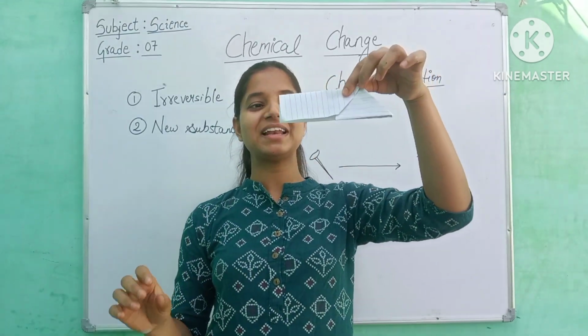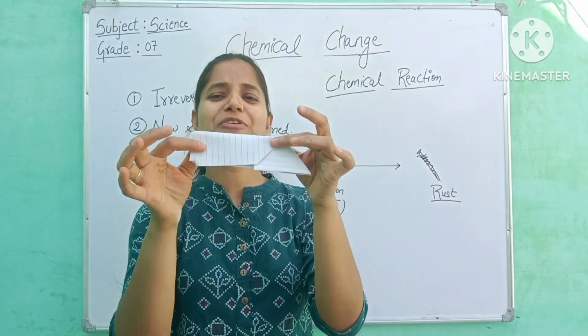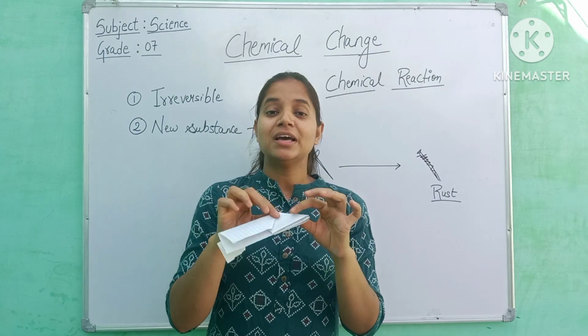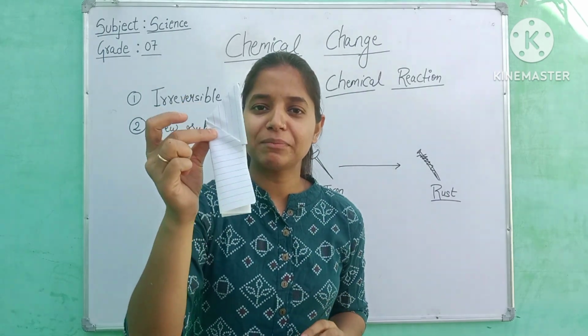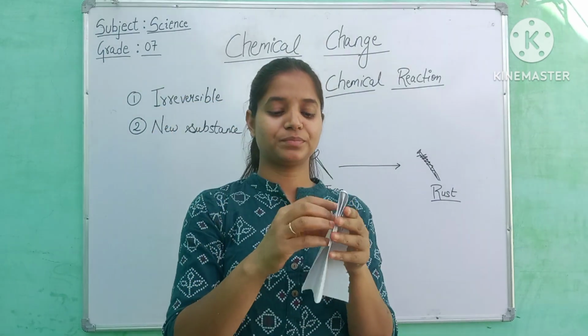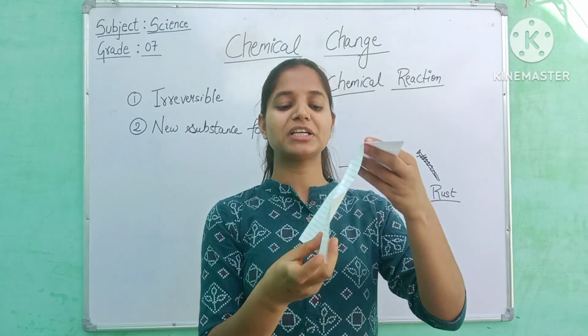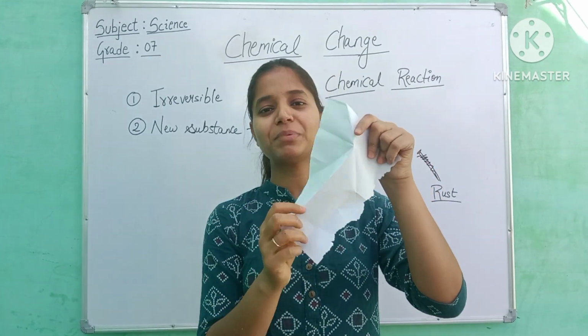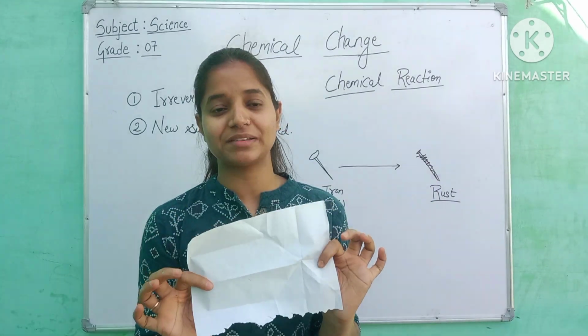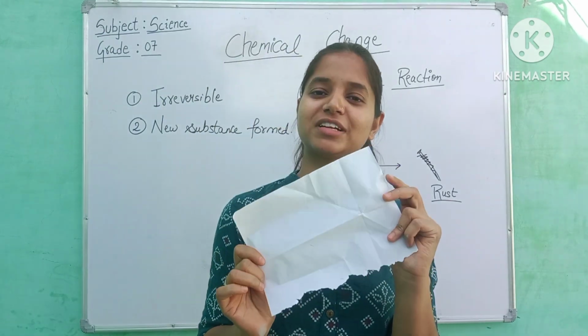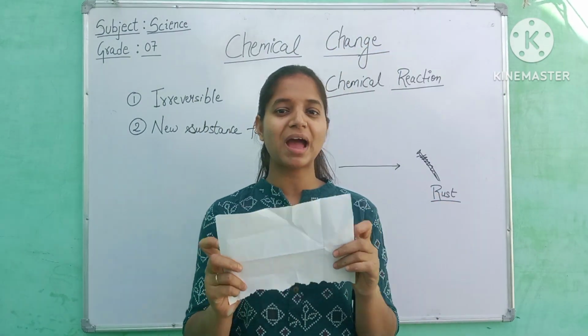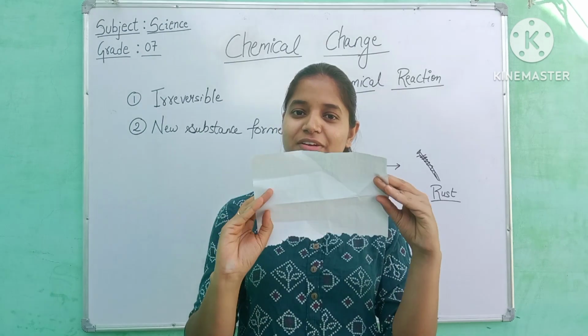See, I have made an airplane for you. Not so accurate, but see. I have made this airplane from the paper, but if I open it, it will again convert into the same paper. So there is no new substance. So this is an example of physical change. No new substance is formed and it is reversible, right?